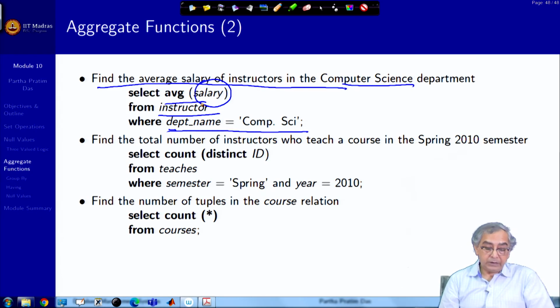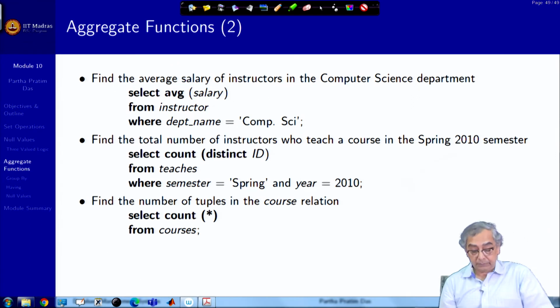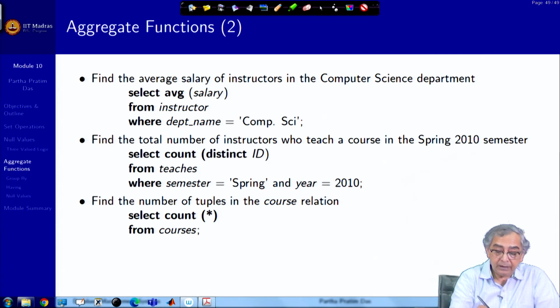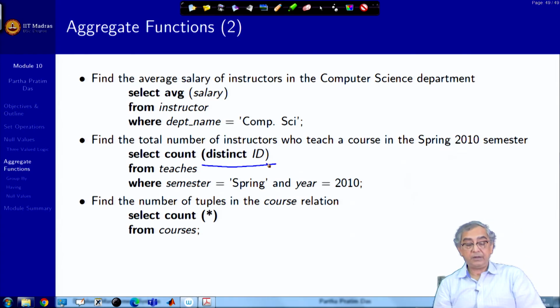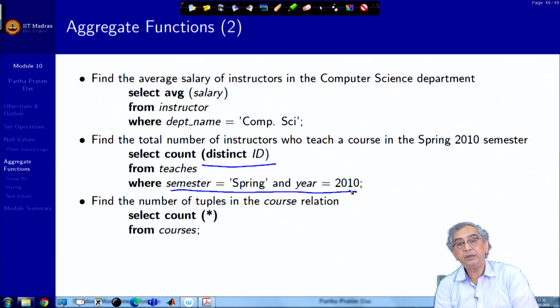Now, this particularly becomes a problem when you take count, or maybe even average salary will also be biased by multiple. But if you take count, often you may want the distinct. So, if you want the distinct, then you know how to do it. Instead of using ID, use distinct ID. So, the multiset will become a set and then you count on that set. Prior to that, this predicate tells you which tuples are coming in.